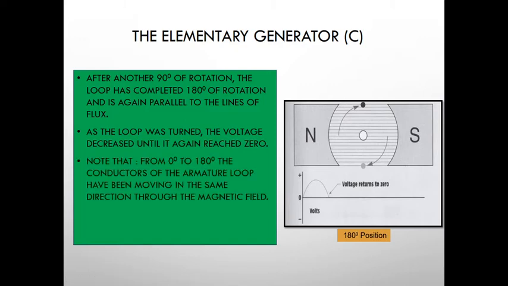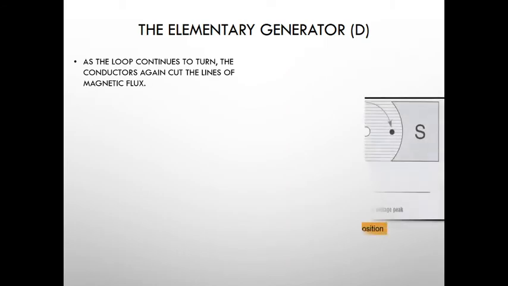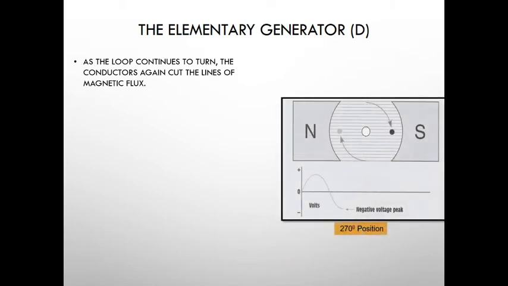So note that from 0 to 180, the conductors at the armature loop have been moving in the same direction through the magnetic field. So therefore, the polarity of the induced EMF has remained the same. Position D.